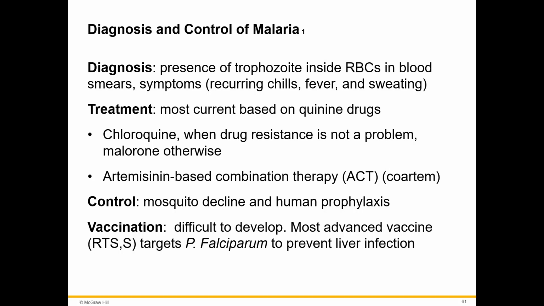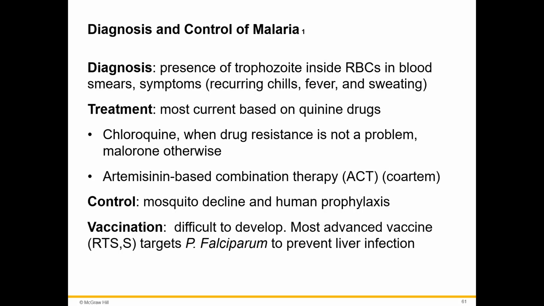And treatment is just based on the quinine drugs. And so chloroquine, when the drug resistance isn't a problem, you can use Malarone, which is the actual specific name of the drug. But when we have artemisinin based, this will be a combination therapy, and so we call this ACT, right? And those are the different ways you can treat it.